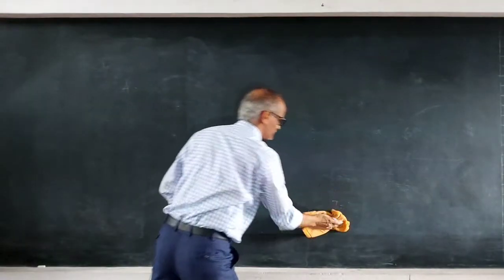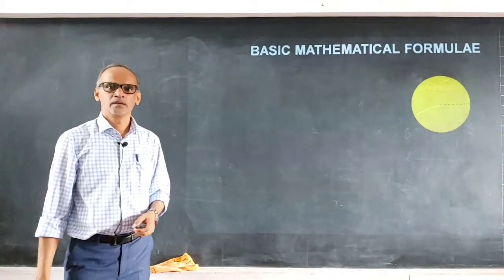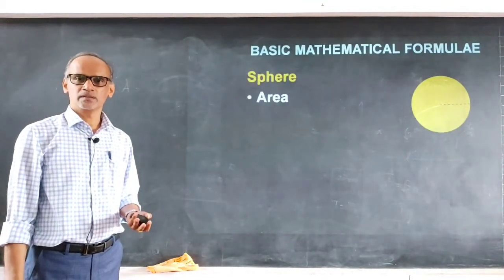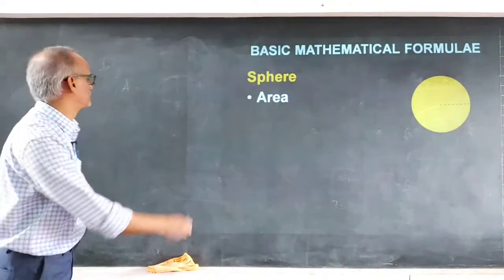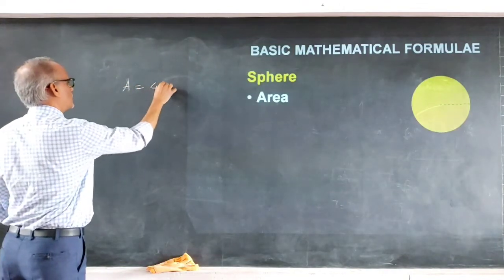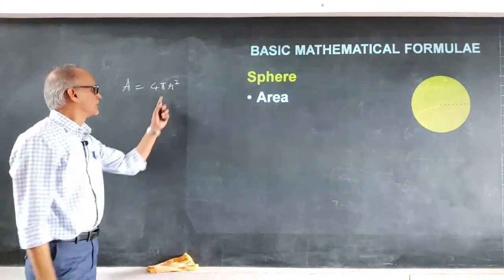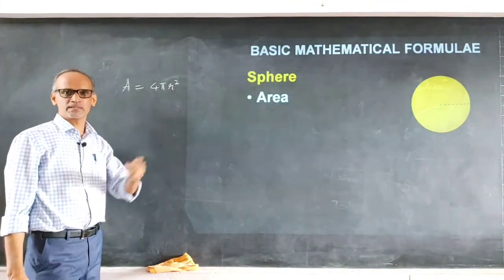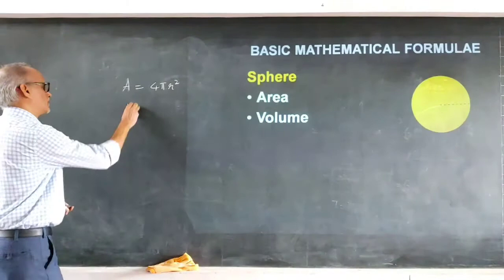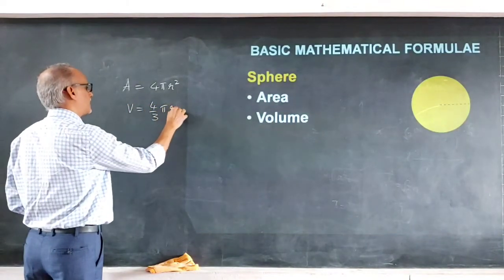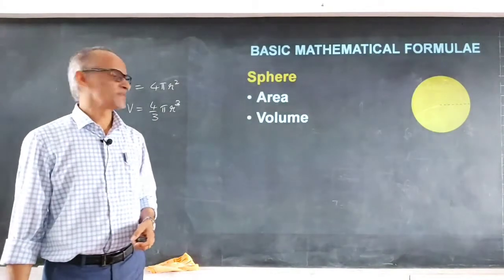Fine. What is this? We are done with the circle, correct? No. So this has to be a sphere. Now, what is the area of the sphere? The area of the sphere is 4 pi r square, where r is the radius of the sphere. Pi r square is the area of the circle, but 4 pi r square is the area of the sphere. What is the volume of the sphere? Volume V is equal to 4 by 3 pi r cube. 4 by 3 pi r cube is the volume of the sphere.